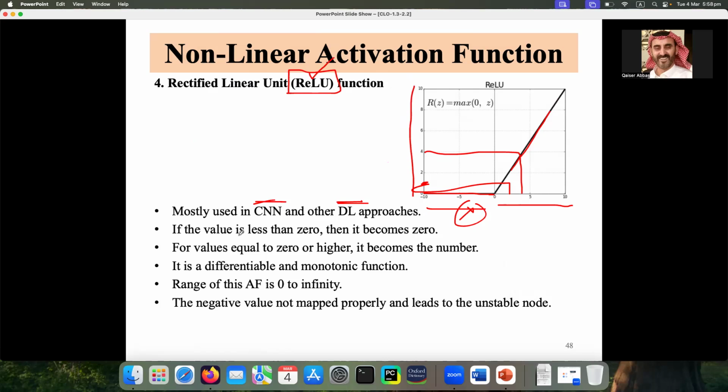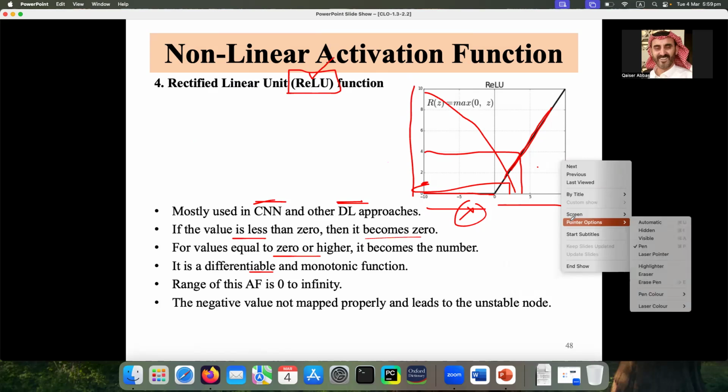I already have said this thing. If value is less than zero, then it becomes zero. And if value is equal to zero or higher, then you will get some number from here, otherwise zero. Differentiable and monotonic both, because this is increasing here. Change in y, change in x. That property is there, and monotonicity, which is increasing, or you can say decreasing. But it is increasing. Decreasing is something which starts from here and then it is going like that. Then you can say it is decreasing.